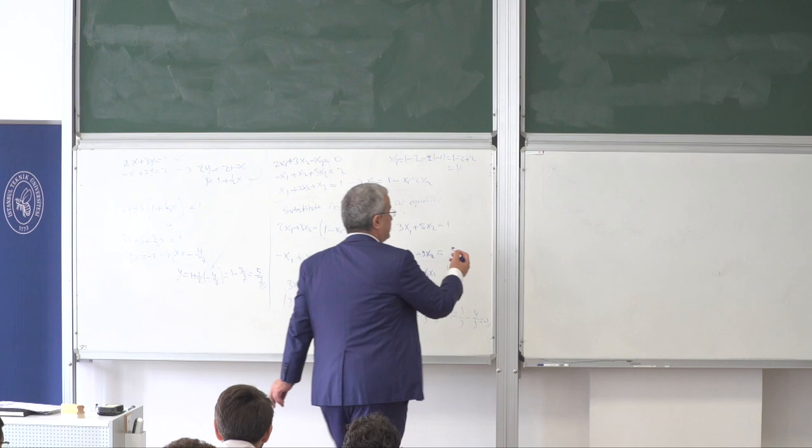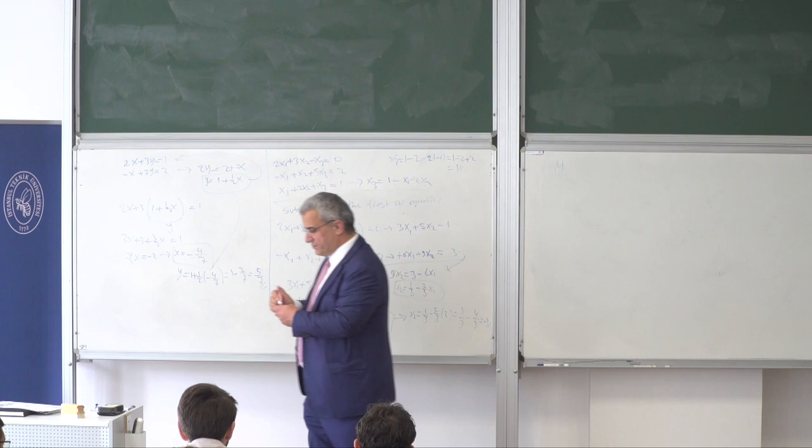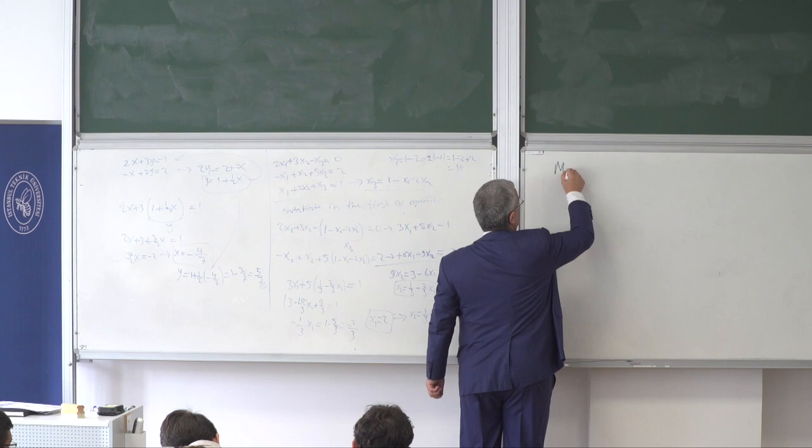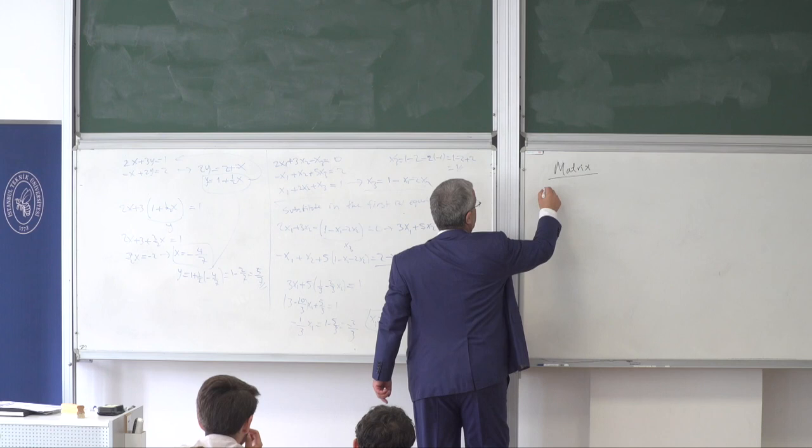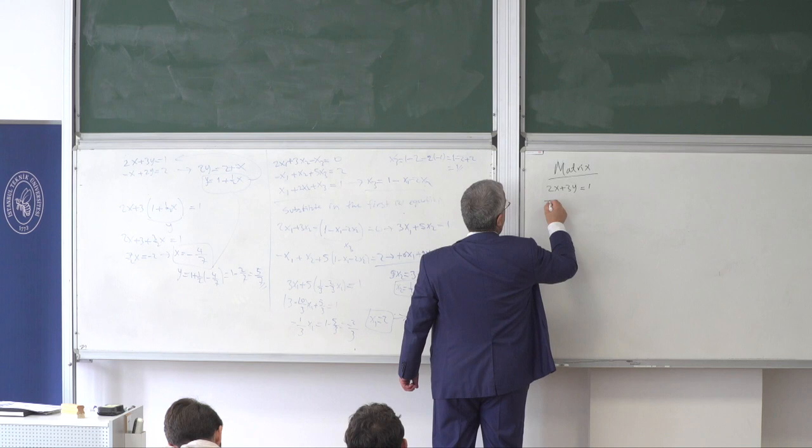Matrix. So when you have this open, it just dries up. What is a matrix? So we wrote there 2x plus 3y is equal to 1, minus x plus 2y is equal to 2.